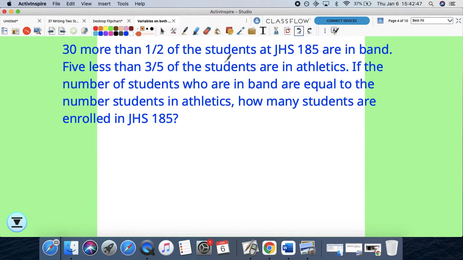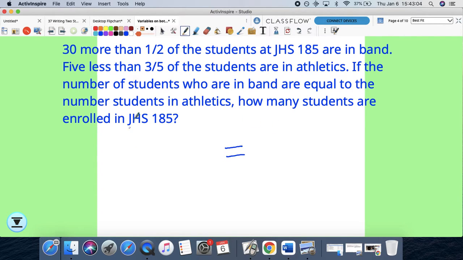So here, like yesterday we did two-step equations, right? Translating little real-life situations to two-step equations. Today, these are going to be where you have equations with variables on both sides. So let's see how that looks.